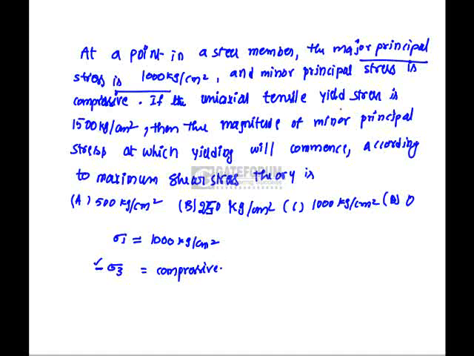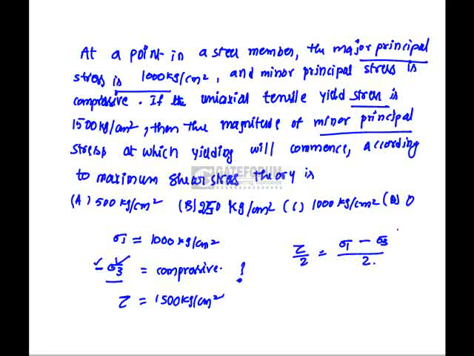If the uniaxial tensile yield stress, tau, is given as 1500 kg per centimeter square, then we have to find the magnitude of the minor principal stress at which yield will occur according to the maximum shear stress theory. We know the maximum shear stress theory. From that, the uniaxial tensile strength divided by 2 is sigma 1 minus sigma 3 divided by 2. Here sigma 3 was given as compressive.